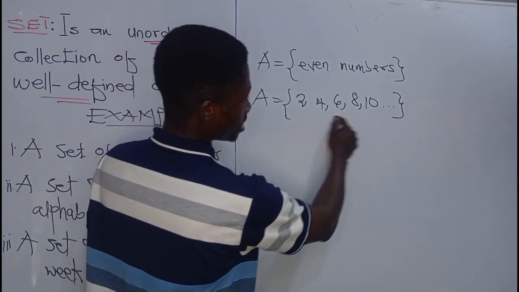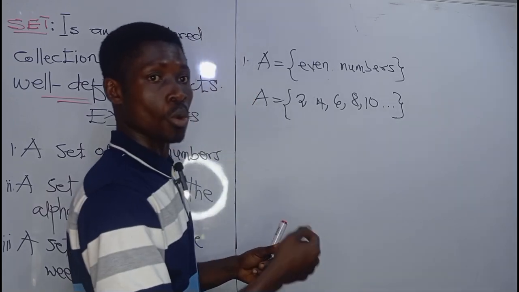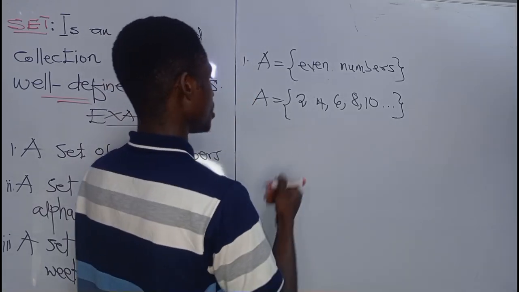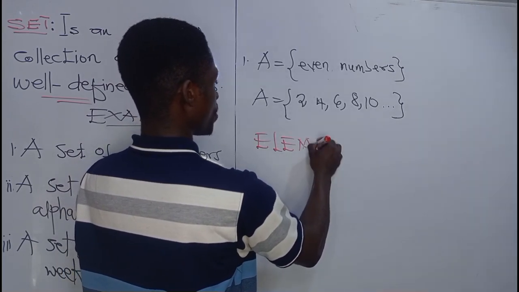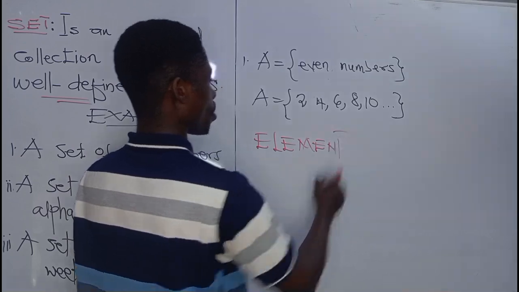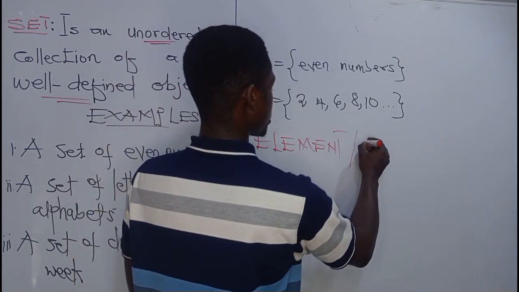Now each object within the set is called an element. So we have elements. Each object within the set is called an element or what? A member.